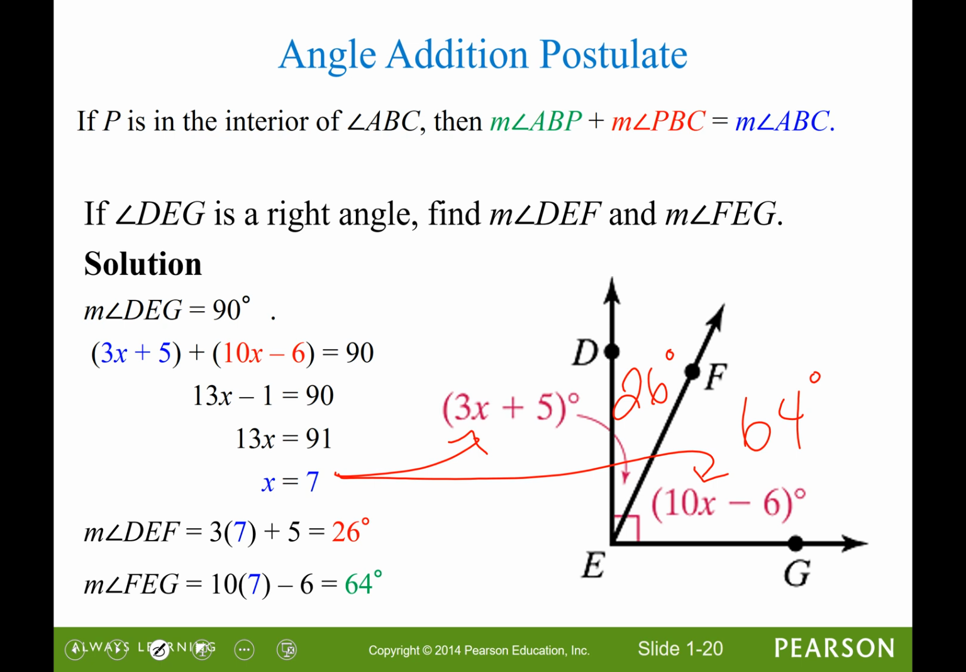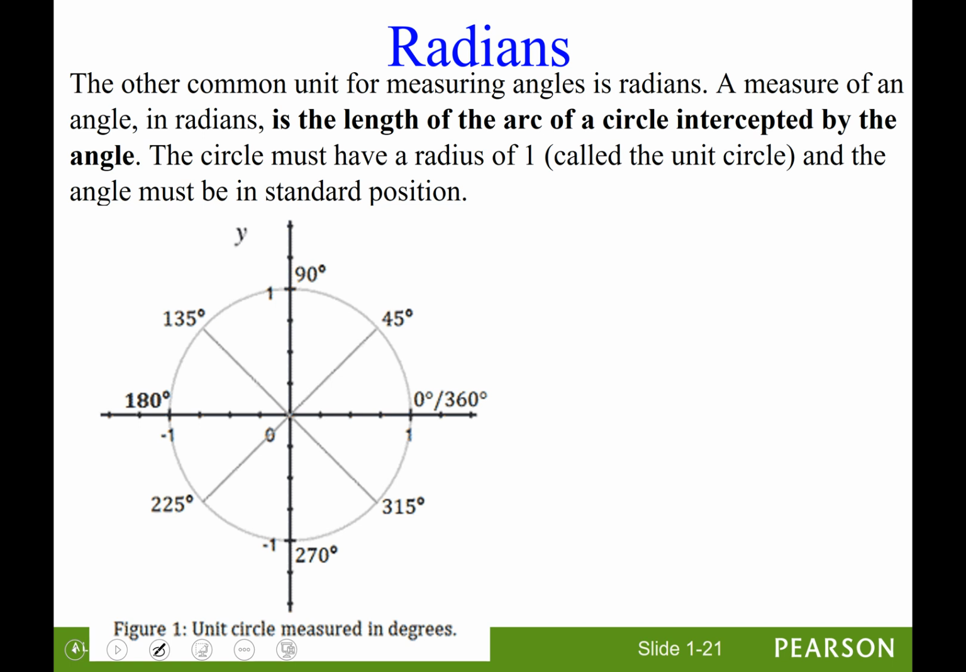And I believe that's all we were asked to do. One quick way to check my work, it only takes a second and it's worth it to make sure I didn't make a mistake. These should add up to 90, which they do. Okay. Angle addition postulate.